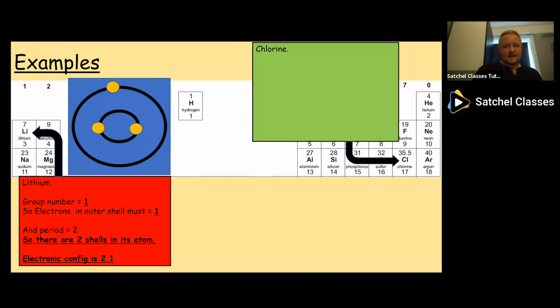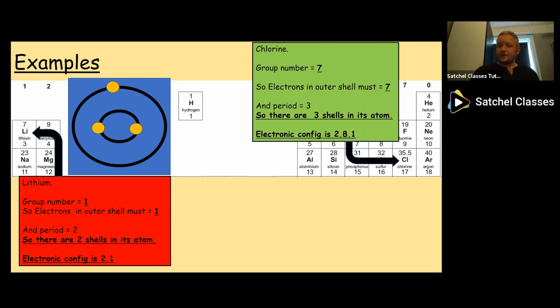Chlorine, a bit more complicated. Now I've moved down a period into period 3, which means that technically now I have 3 shells. But chlorine's group 7. Electrons in the outer shell then must equal 7, so the last shell has 7 electrons in it, and every shell before that must be full. Because it's in period 3, I draw 3 shells. I put 7 in the third shell, and I fill the other 2 shells according to my rules. 3 shells in its atom, so the first shell holds 2 and it must be full because I'm on the third shell. Second shell can hold 8 and it must be full because I'm on the third shell.